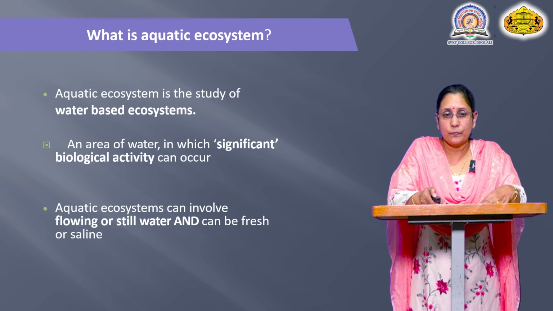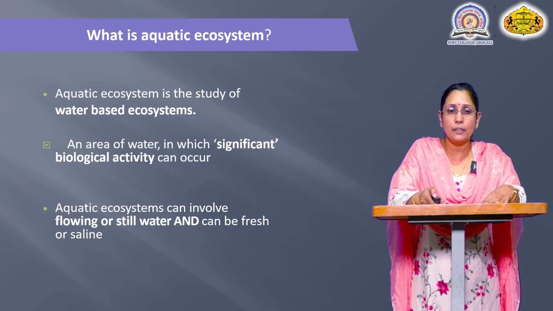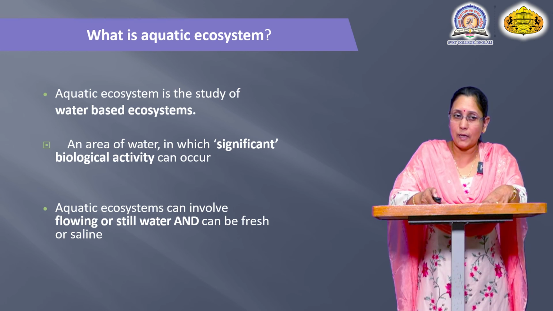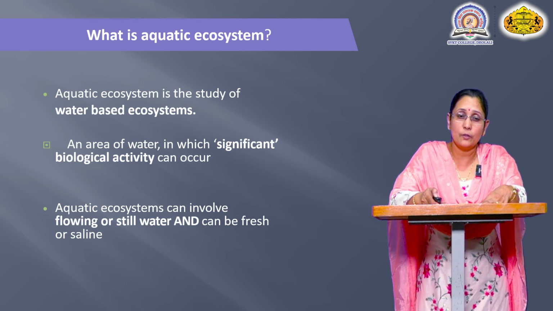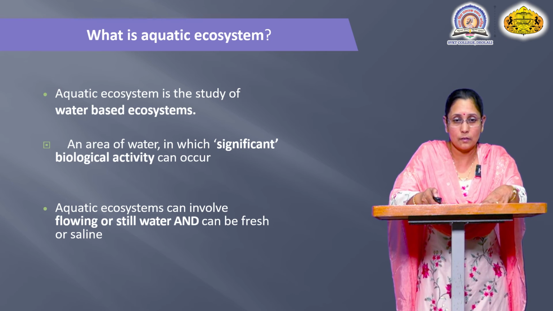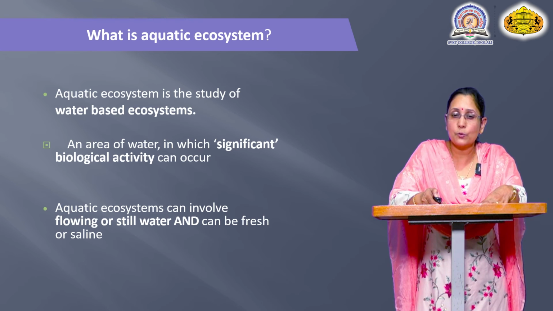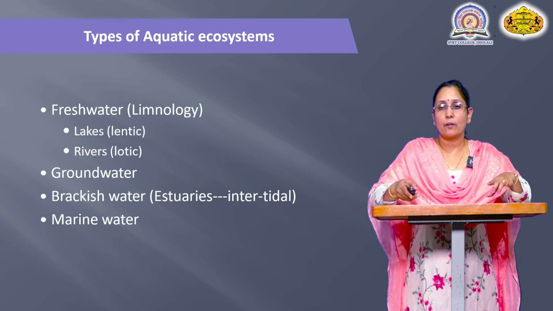Aquatic ecosystem. In the aquatic ecosystem, I am just telling you which part we are going to learn and discuss. It is the water-based ecosystem, as I said, where you can see the area of water in which significant biological activity can occur, right? It means the study of all water-dwelling organisms is nothing but the aquatic ecosystem. So the aquatic ecosystem can involve two types of water, flowing or still water, fresh or saline. So, types of aquatic ecosystem.